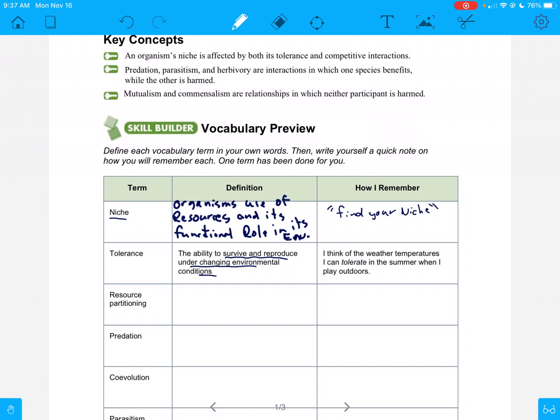Okay, so the next one is called resource partitioning. I'm looking in your book to find that definition, and I'm finding it on page 135. I'm going to read the paragraph that goes with it. It says, over time, competing species may evolve to occupy only their realized niches. In this way, they adapt to competition by using slightly different resources or their shared resources in different ways.